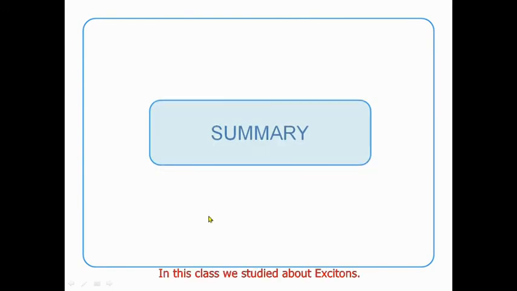I summarize my topic. In this class, we studied about excitons. This bound electron hole pair is called an exciton. If we apply photon energy less than the forbidden energy gap, the electron released from the valence band does not become a free electron. It is bound to the hole in the valence band by the Coulomb force of attraction.